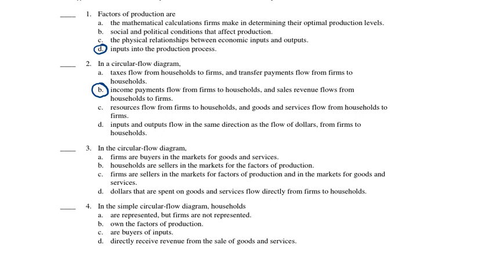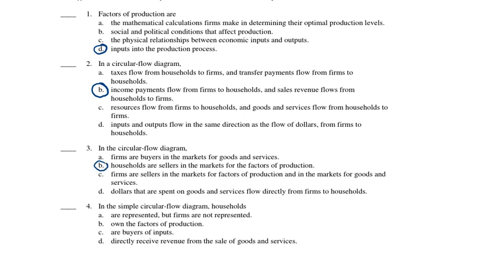All right. In the circular flow diagram, firms are not the buyers in the market for goods and services. Firms sell in the market for goods and services. Households are the sellers in the markets for the factors of production. That is correct. Households sell factors of production to the firms.